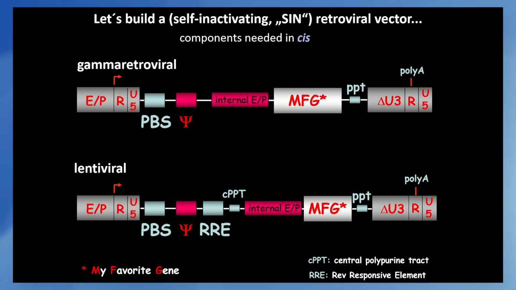The gamma retroviral vectors are simply organized. You have some additional elements in cis if you use a lentiviral-based system, like the Rev-responsive element shown here, the RRE region, or the central polypurine tract, or flap, called. So some additional elements you need for lentiviral vectors.